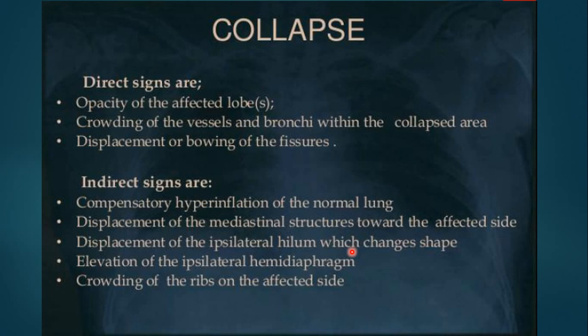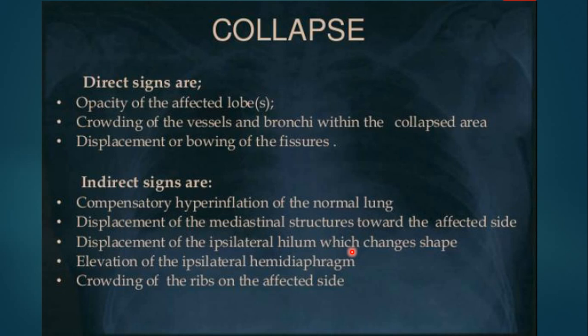The fissure will be the opposite of a bulging fissure, there will be bowing of the fissure. Okay. Indirect signs of collapse include compensatory hyperinflation of the normal lung. You see the normal lung, the one that is not involved by the collapse, becomes hyperinflated, increased in size.